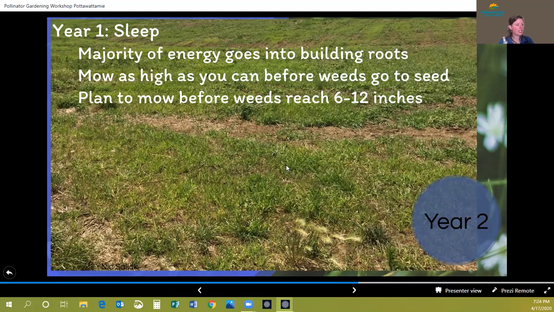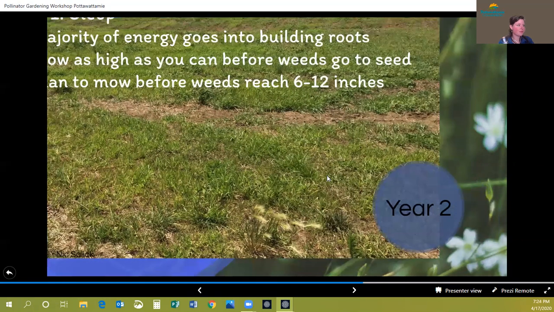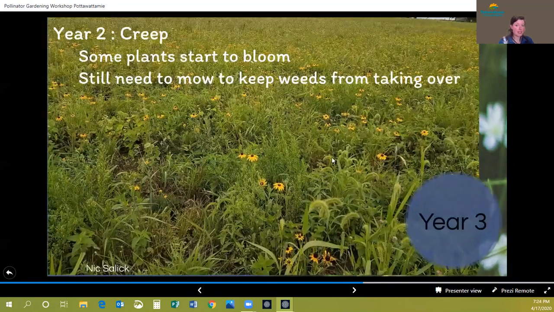So that's the first year. If you're lucky, it'll look pretty, right? Or if you know what you're looking at, it'll be beautiful. But usually they don't look that exciting the first year because they're not flowering yet. Year 2, you get some of our quicker germinating plants to flower, right? Right here, all this yellow is black-eyed Susan.